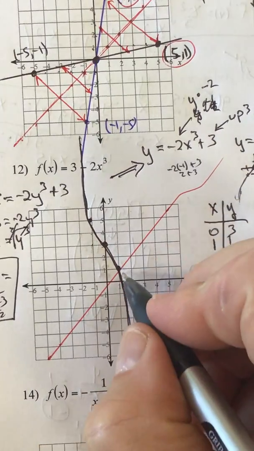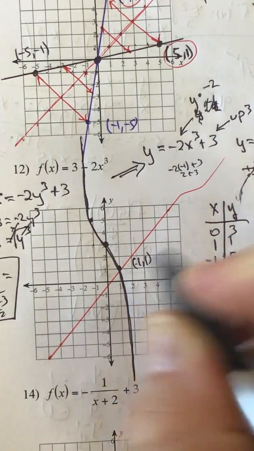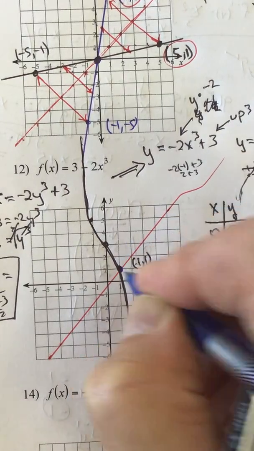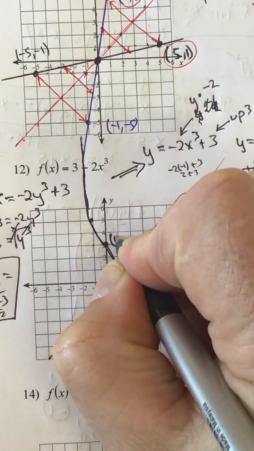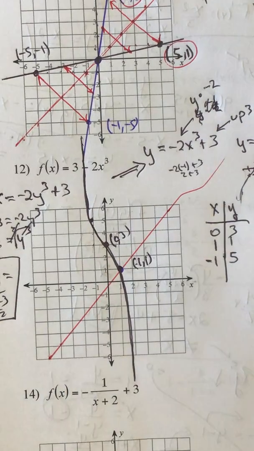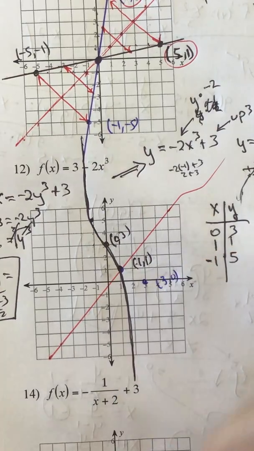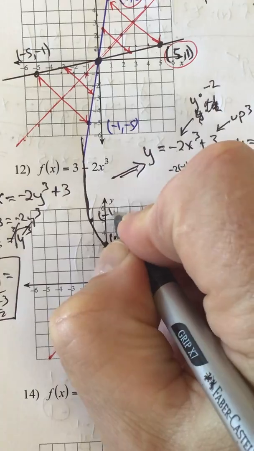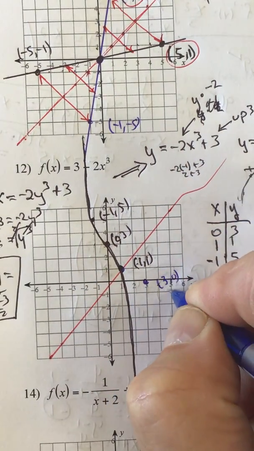Okay, I'm going to use some of the things that I know. That dot right there is at 1, 1. So I'm going to exchange them. Well, when I change places, it's still at 1, 1. So the blue one is still at 1, 1. But this dot is at 0, 3. That means my blue one's going to be at 3, 0. Okay, this dot up here is at negative 1, 5. That means the blue one is going to be at 5, negative 1.